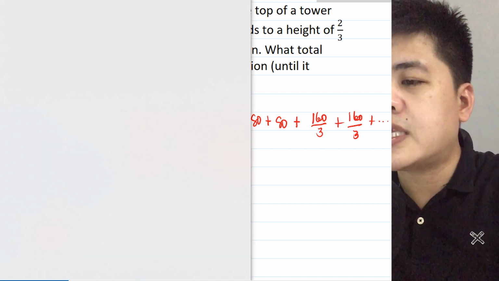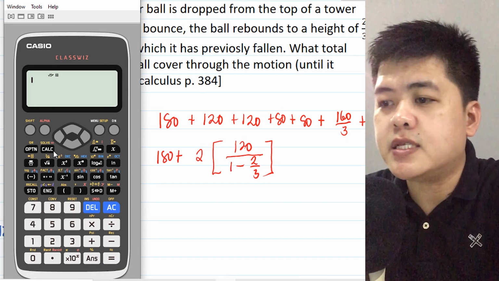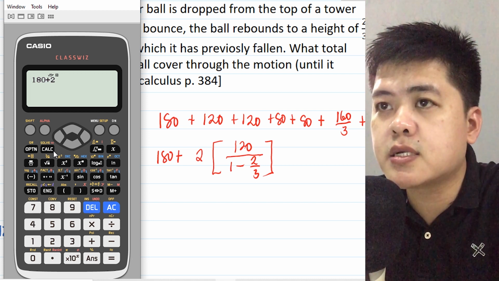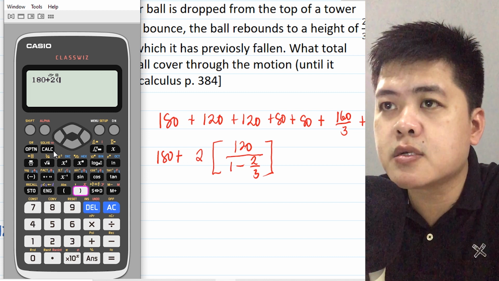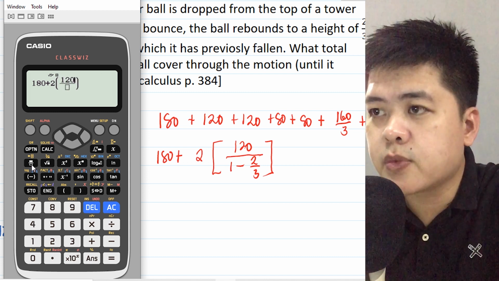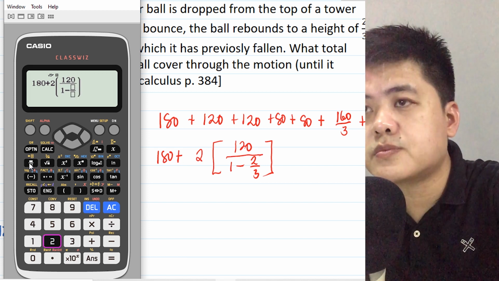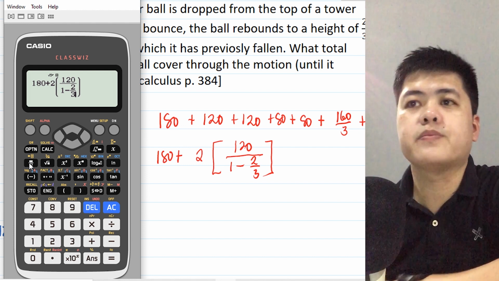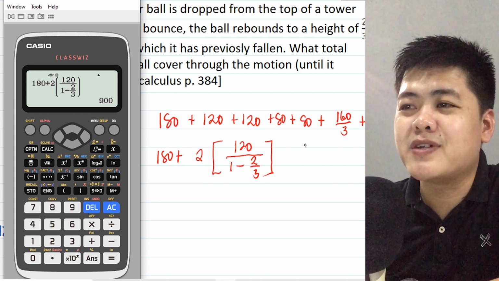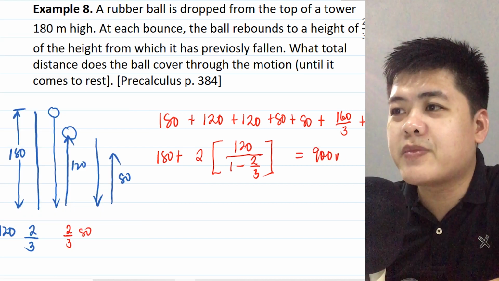Let's get our calculator again. Okay, so we have 180 plus twice 120 over 1 minus 2/3. Okay. So, 900. So, therefore, the total distance traveled by the ball before coming to rest is 900 meters.